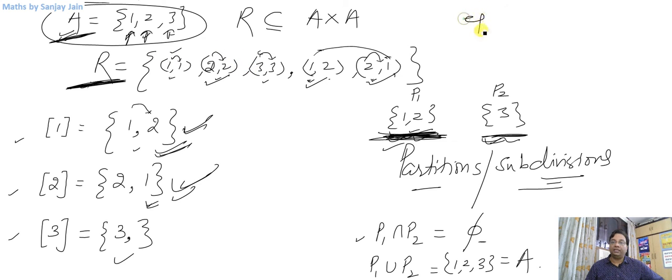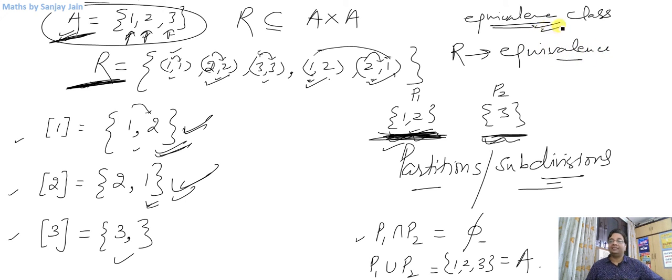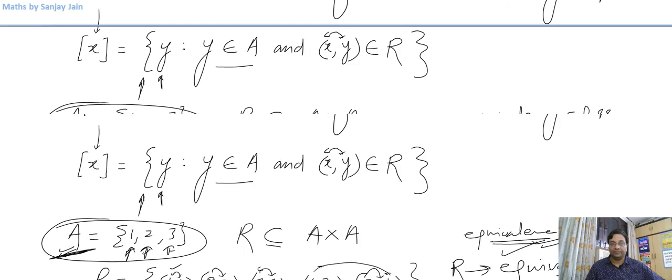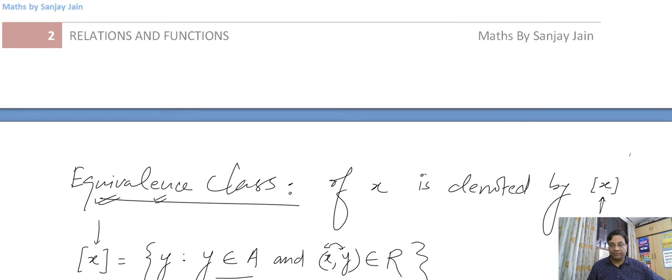So for equivalence class, the first thing I said was, to discuss equivalence class, the relation should be an equivalence relation. So we can discuss equivalence classes only if the relation is an equivalence. So the relation should be reflexive, symmetric as well as transitive for me to be able to discuss equivalence classes. And what are equivalence classes? It is the set of elements that this element is related to under this relation, right? So formally we defined it like this.